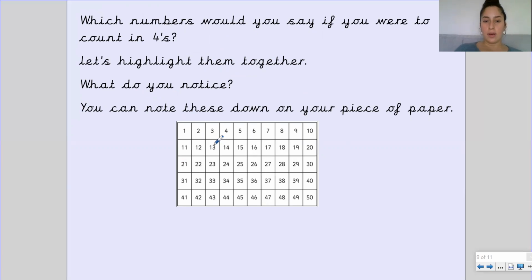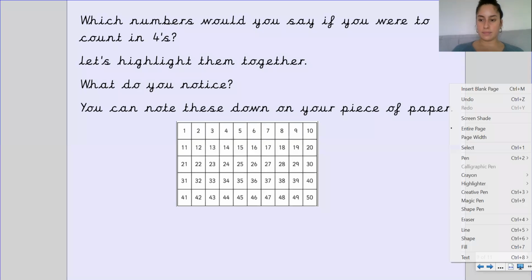You have a 50 square here. What you're going to do, because you don't have that piece of paper at home, you can just look at these numbers and count in 4s and write down on your piece of paper the numbers that you would say if you were counting in 4s. Then play the video, and then we're going to go over and I'm going to highlight the numbers as you say them. Okay.